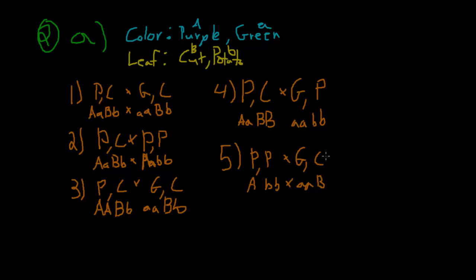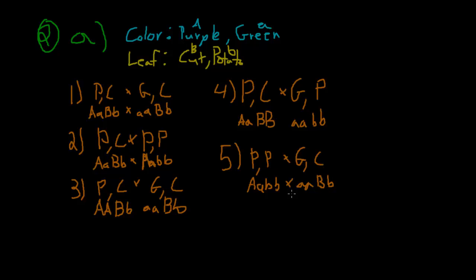Now looking at the data, we see that there's some number of each type of offspring, which means that this must be heterozygous. Otherwise, if this was homozygous for color, there wouldn't be any green offspring. Using the same logic, since we see both types of leaf sizes, this one must be heterozygous for leaf type. Otherwise, we would have only seen cut leaves in the offspring.